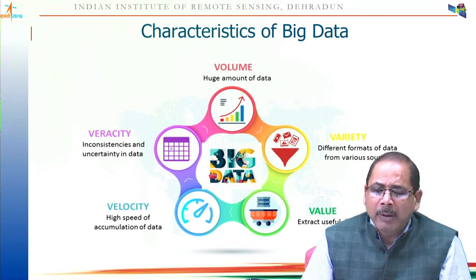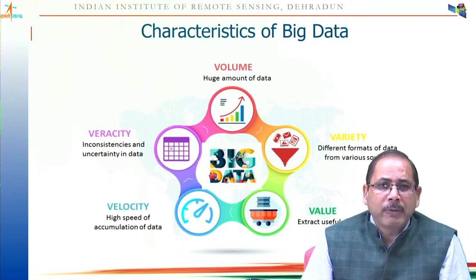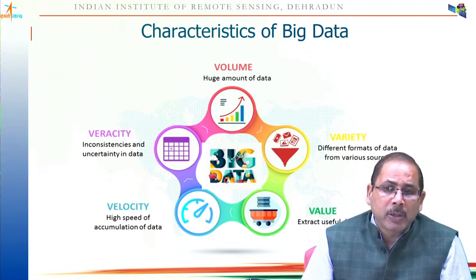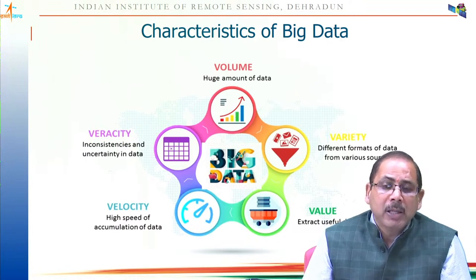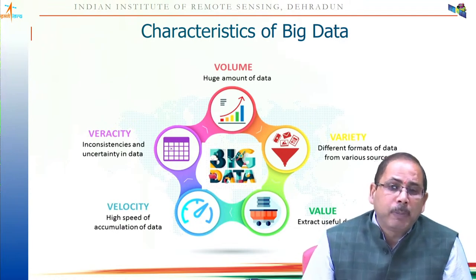So here we have the different formats of data from various sources. We extract the useful data from this big data, which is known as the value. Then we have the velocity, where data is updating very fast. The data updating mechanism is very fast, because the sensor network, sensor data from the ground and space, is continuously coming to our database system. Of course, social media and the data generated by clouds also play a very important role here.